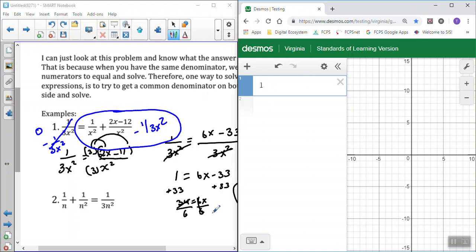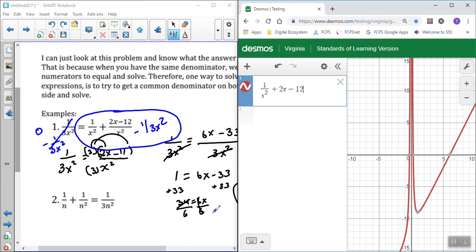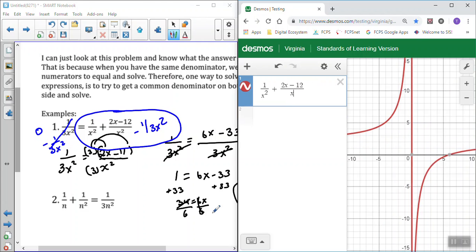So I'm going to do 1 over x squared plus, and I'm literally just typing it up. So you have 2x minus 12, I want this whole thing over, x squared. And then to subtract whatever I had on this side, remember I took it over, so subtract that out, so 1 over 3x squared.